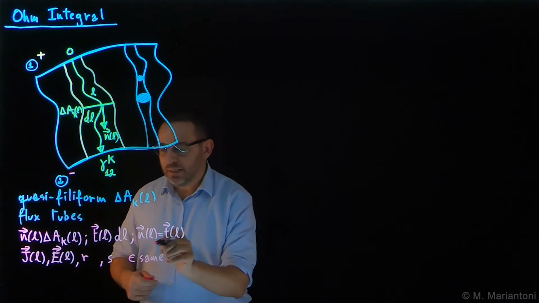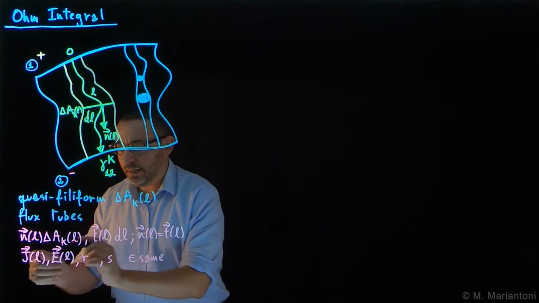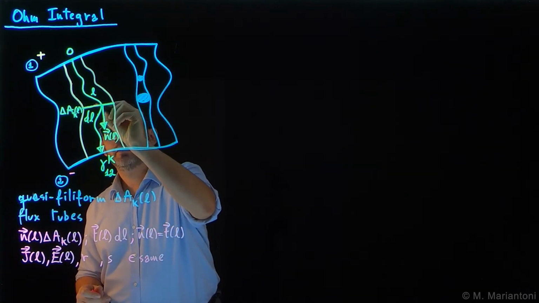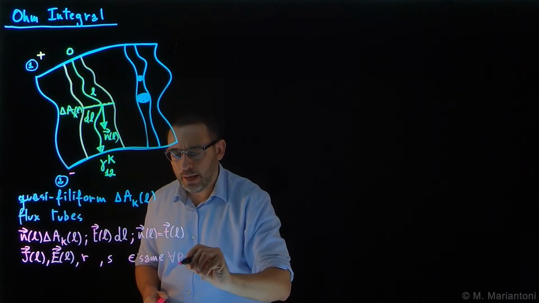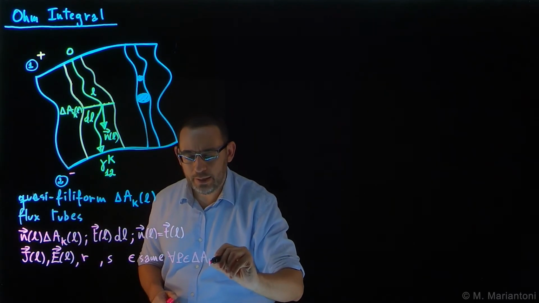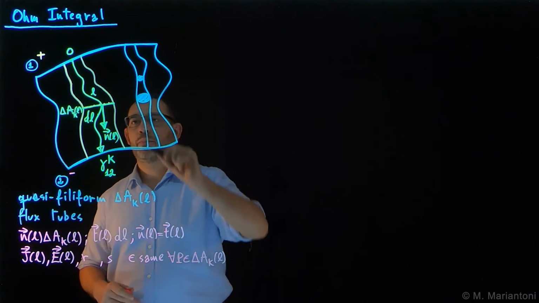Okay, be careful when I say the same. Each of them has to be the same, so they are all separate quantities. That is, J at point L has to be the same at each point on this area, which is very small, quasi-filiform, delta A_k(L). So let me be more specific, just to make sure we are on the same page.